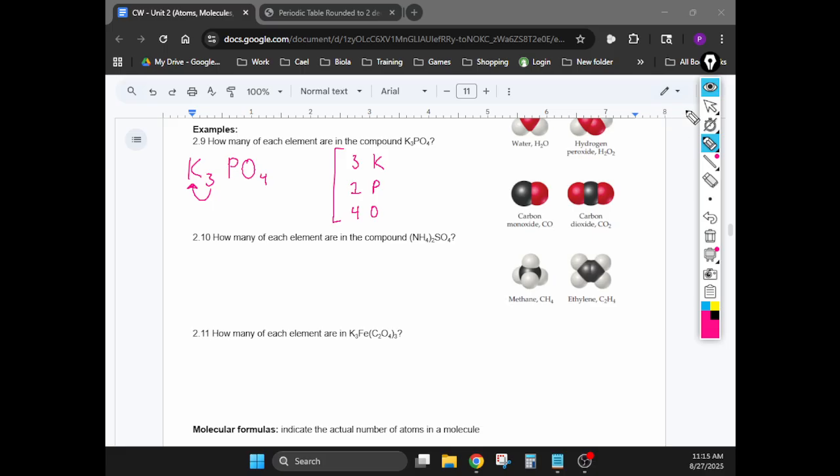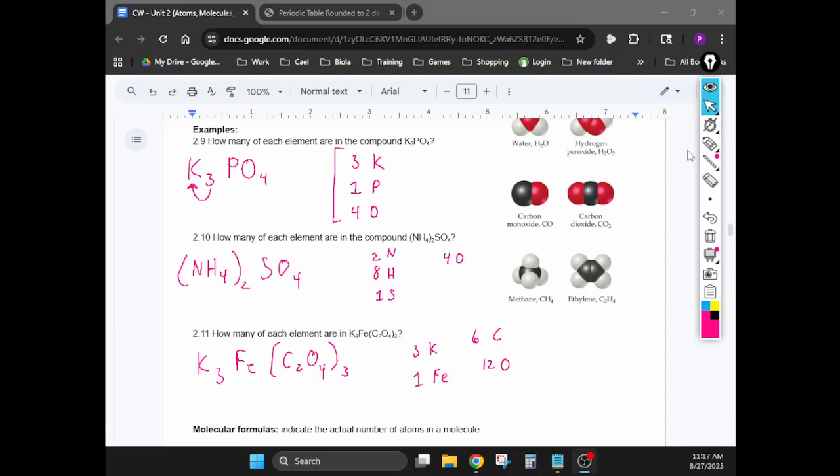Let's see if you guys can do 10 and 11. Some of this, hopefully you remember from your previous classes. I'll write it a little bit bigger so that you can see it, but it should be on your Chromebook as well if you want to zoom in. But we have (NH4)2SO4. We have K3Fe(C2O4)3. Okay, let's see if you remember how to interpret these molecule formulas.